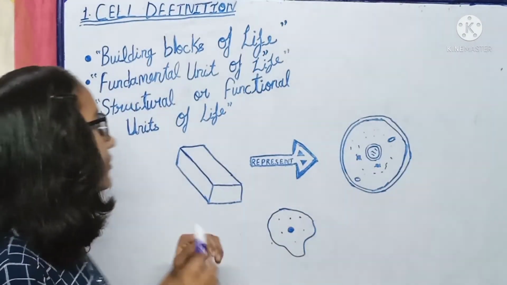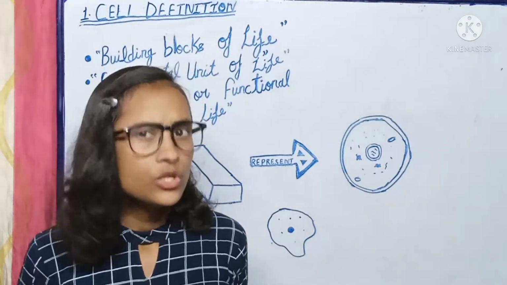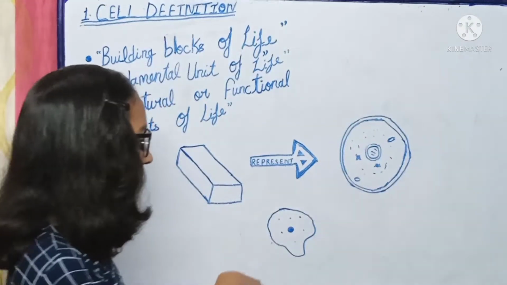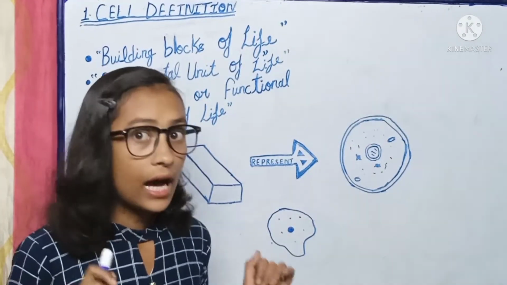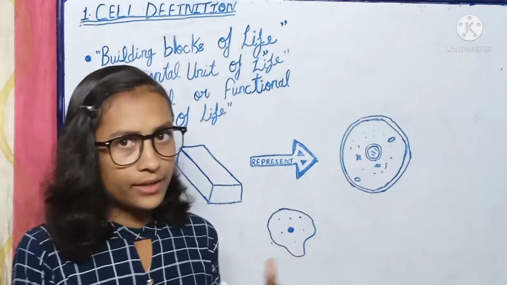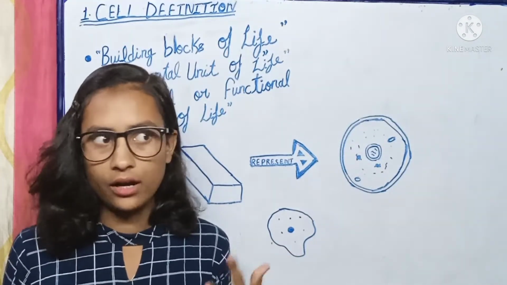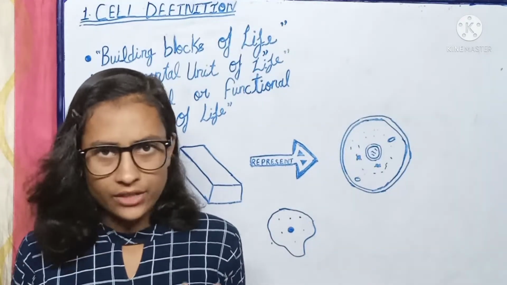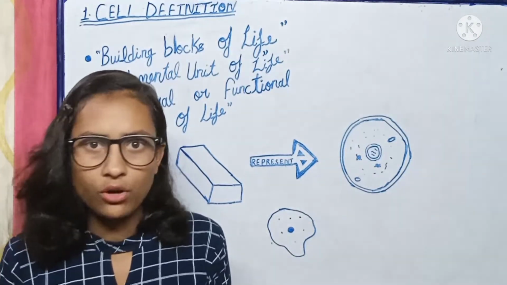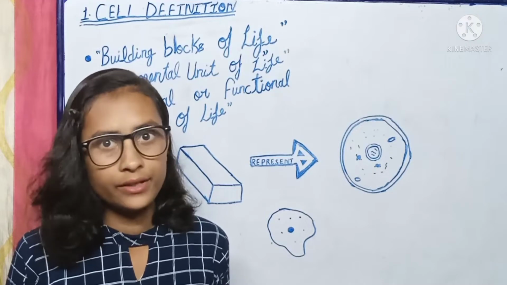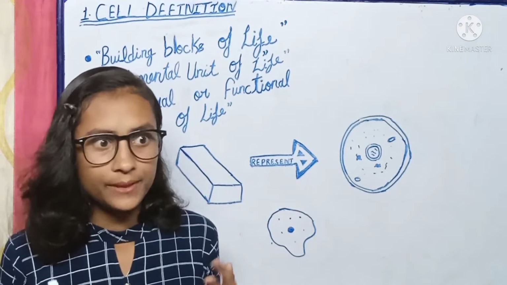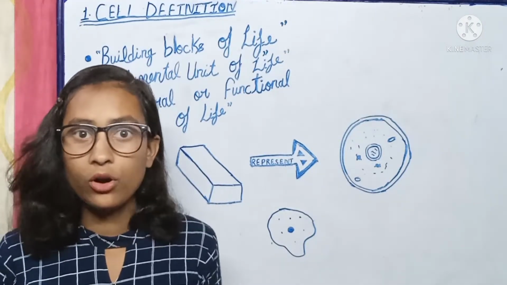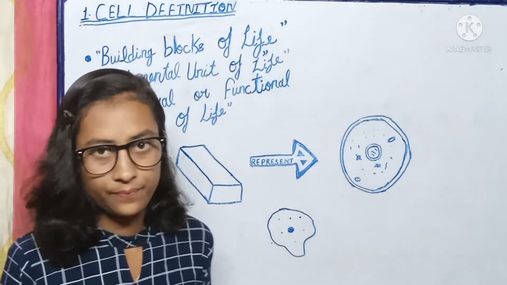And the second definition is fundamental unit of life. So why is it called the fundamental unit of life? Well guys, again we have an example, amoeba. We are living organisms. If anybody asks you what's the smallest unit of your life, maybe their answer will be cell, because cell is the smallest unit of life of any living organism.